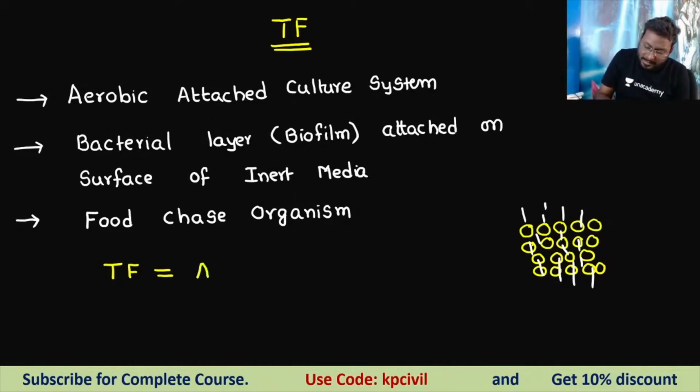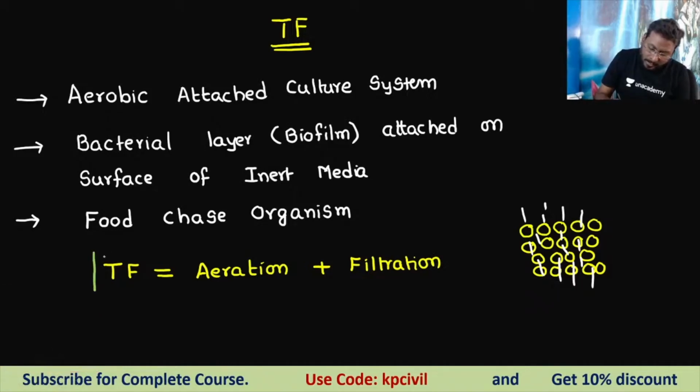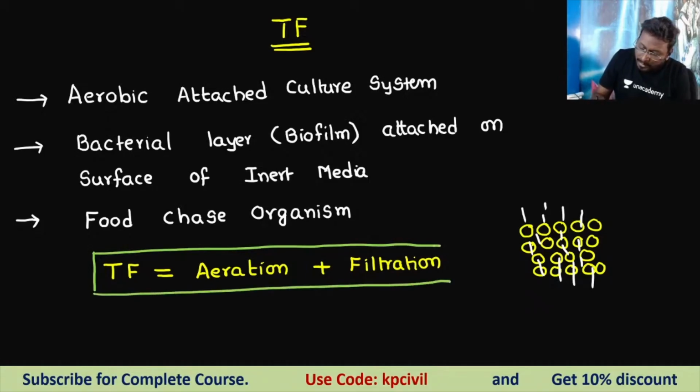In a simple single statement, I will give trickling filter: aeration plus filtration. Trickling filters are nothing but raw sewage aerated and then filtered. Filtration with some modification. Filters are layered with bacterial lining. So in a single statement, trickling filtration is aeration with filtration.